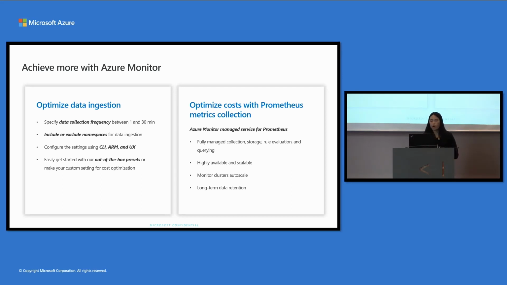You can also optimize costs with Prometheus metrics collection. So this is the Azure Monitor Managed Prometheus. The managed offering is fully managed collection, storage, querying, and evaluation of the data. It's highly available and scalable. You can monitor cluster autoscalers and have great long-term retention of your data.